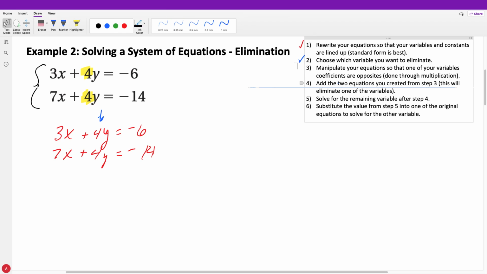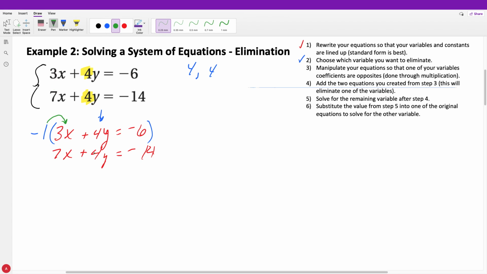Now we want to manipulate our equation so that our coefficients of that y are opposite numbers. In both of these cases, our coefficient is a +4. So what can I multiply to one of these equations to make that +4 to be an opposite or -4? And that's -1. And it doesn't matter which equation you choose. I'm choosing this top one just because I feel like it. And what I need to do is I need to multiply every single number by that -1.